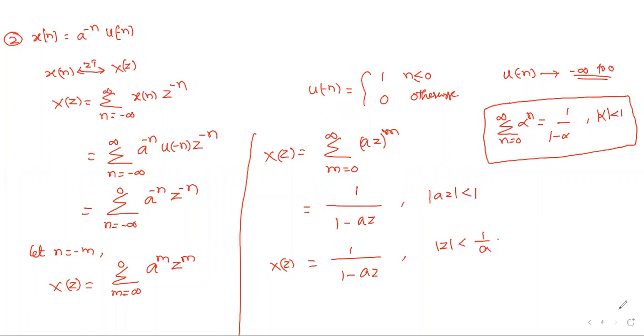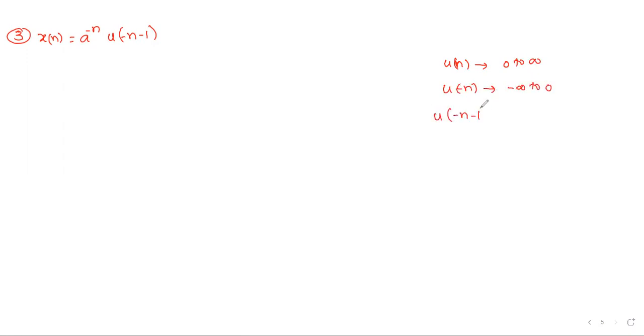Now we will see the third problem. Third one, x of n is equal to a power minus n u of minus n minus 1. See here. What are the u of n limits? 0 to infinity. What are the u of minus n limits? Minus infinity to 0. And the u of minus n minus 1 limits? Minus infinity to minus 1.